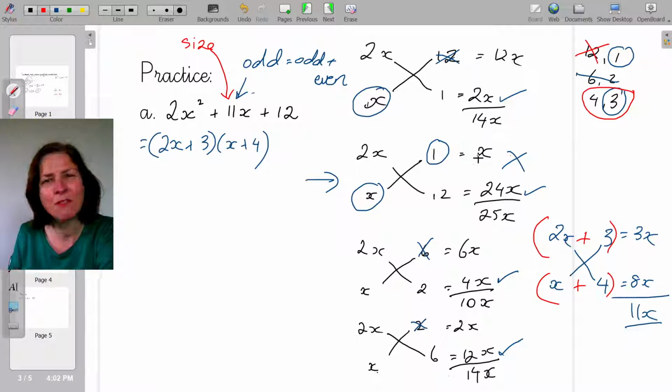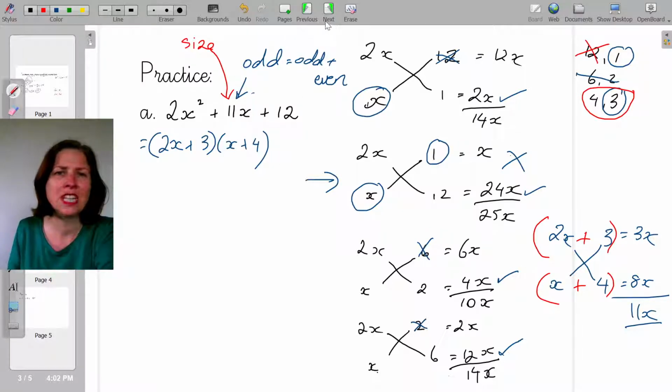But it doesn't matter if you can't do that. We would have worked our way and it doesn't take that long. We can do it just by trial and error by trying them all. Okay, we're going to move to the next example now.